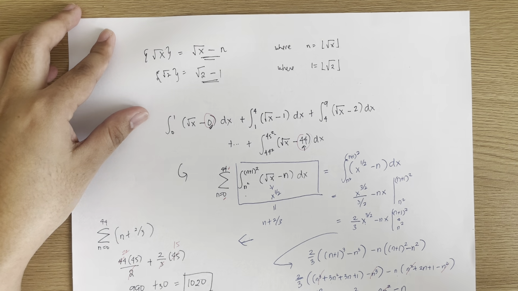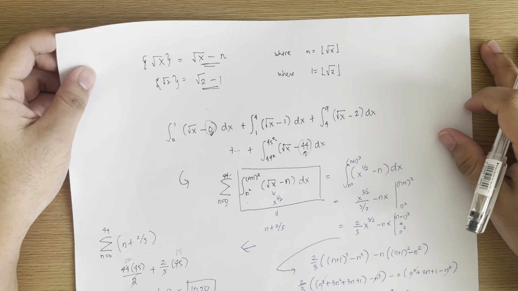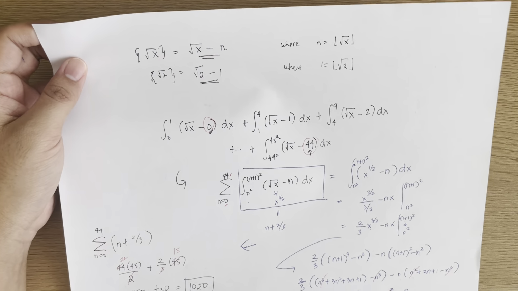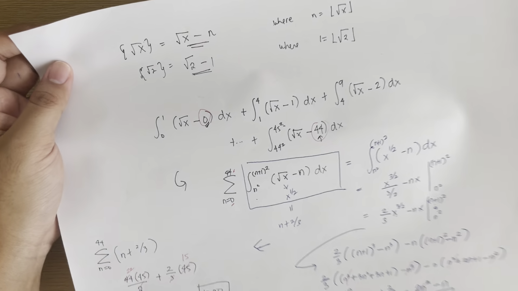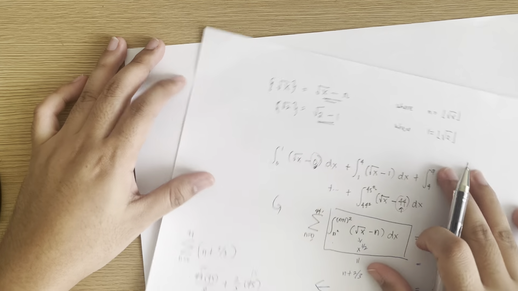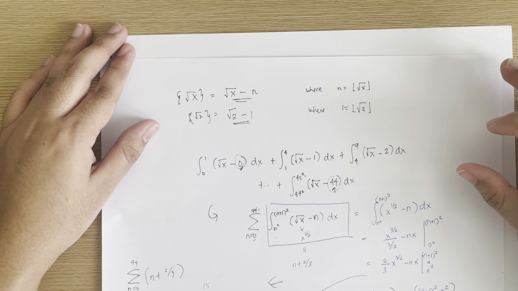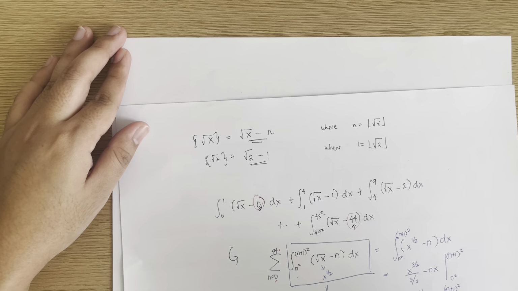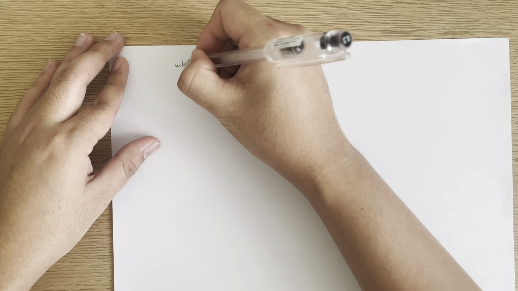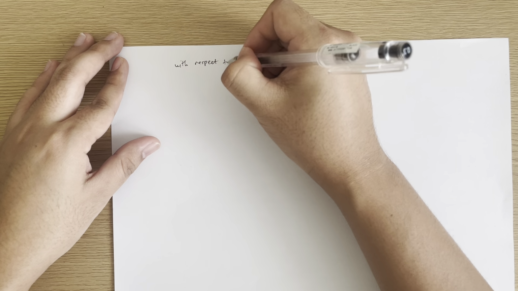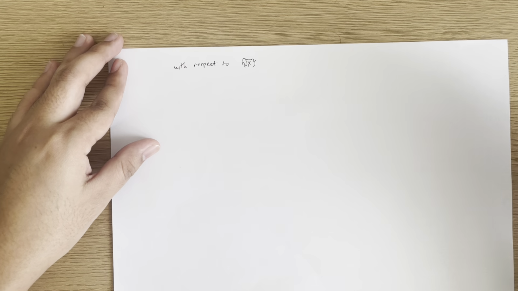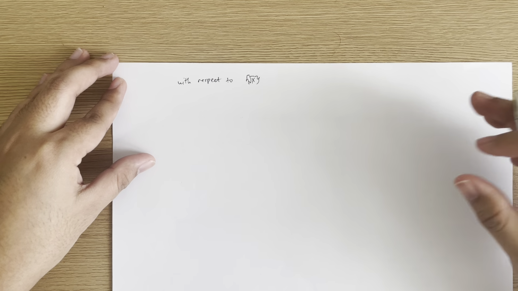Okay, now I'll discuss my second approach for this one. Now my second approach is a bit different because I will shift the perspective. So instead of integrating with respect to x, I want to integrate with respect to another variable. And that variable is the fractional part itself. So I want to integrate with respect to the fractional part of square root of x itself.